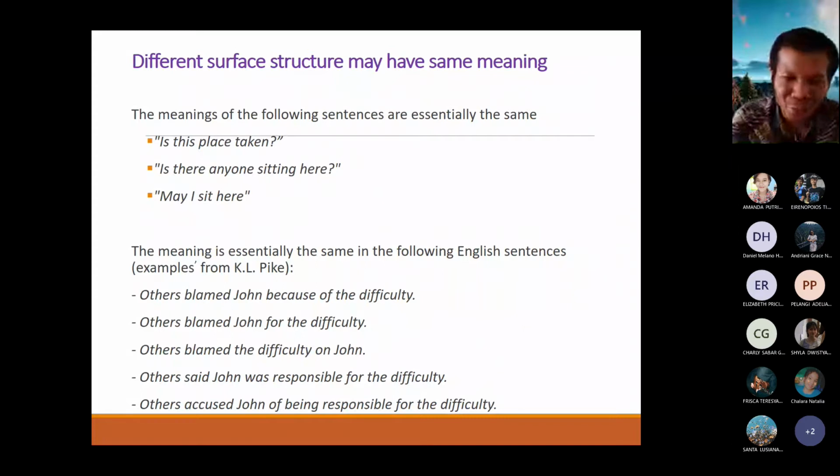And the following examples also have essentially the same meaning. For example, others blame John because of the difficulty. It has the same meaning as others blame John for the difficulty. So we have different structures, but all these sentences have the same meaning, the same goal.